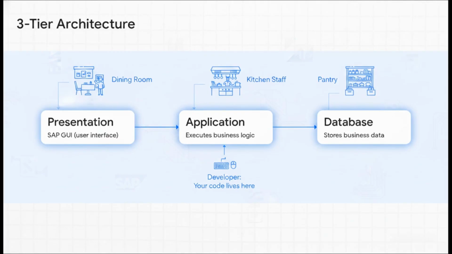As a developer, your code lives entirely in that application layer kitchen. You never want your kitchen staff running out to the dining room to take orders. A really common trope is blurring the lines between these, so make sure you clearly separate the interface from the logic and the storage. Bottom line, the 3-tier architecture strictly isolates the user interface, the processing logic, and the data storage, which makes the whole thing massively scalable.